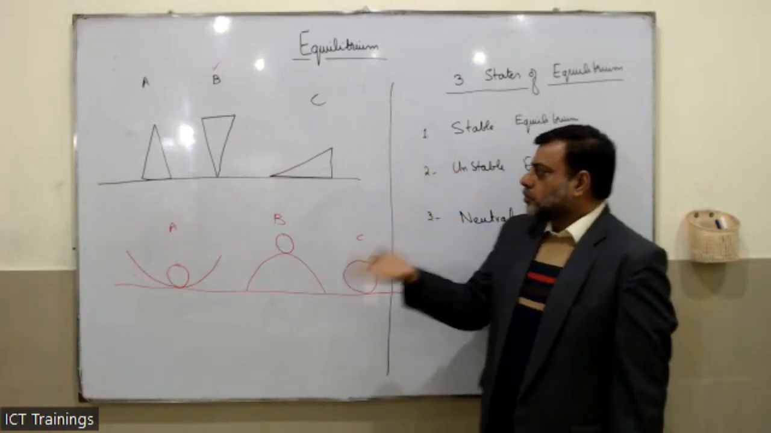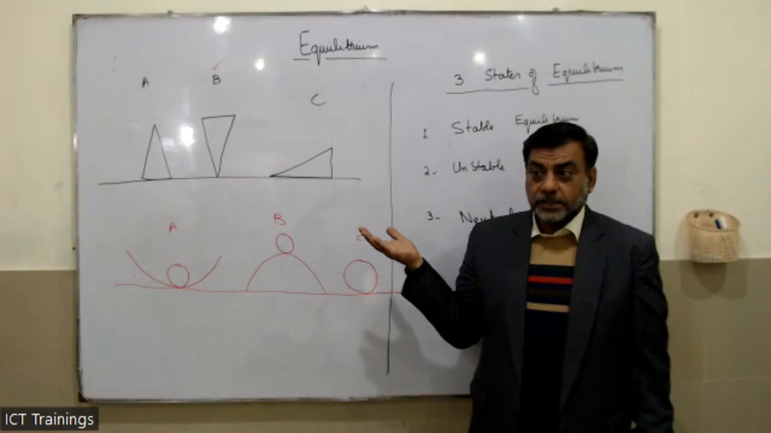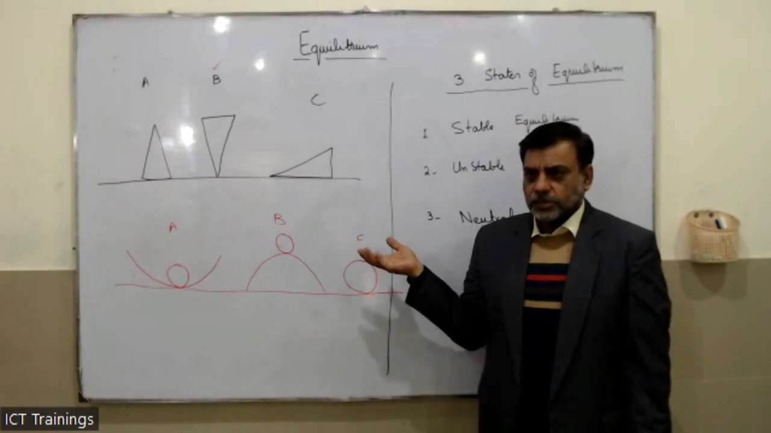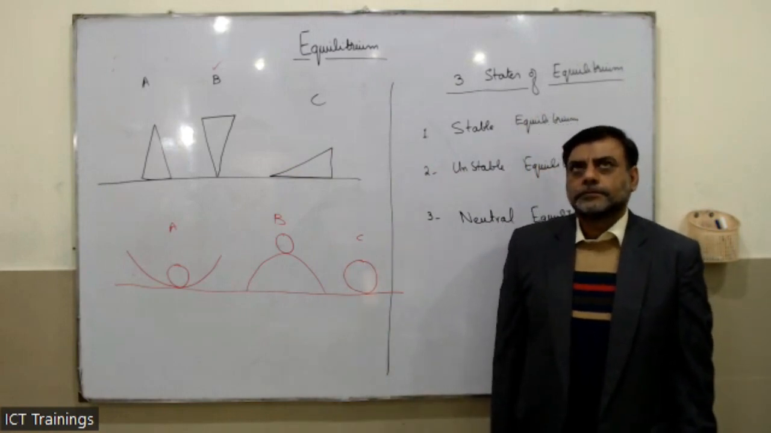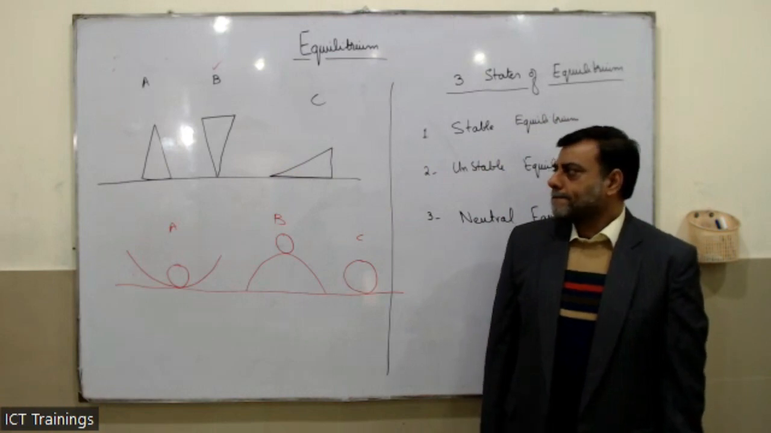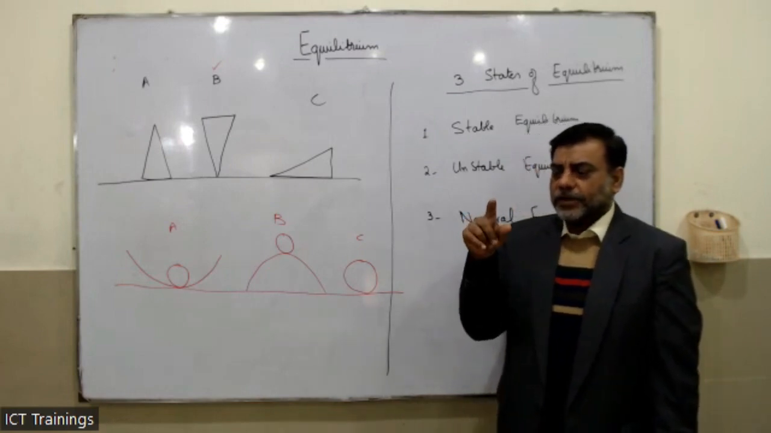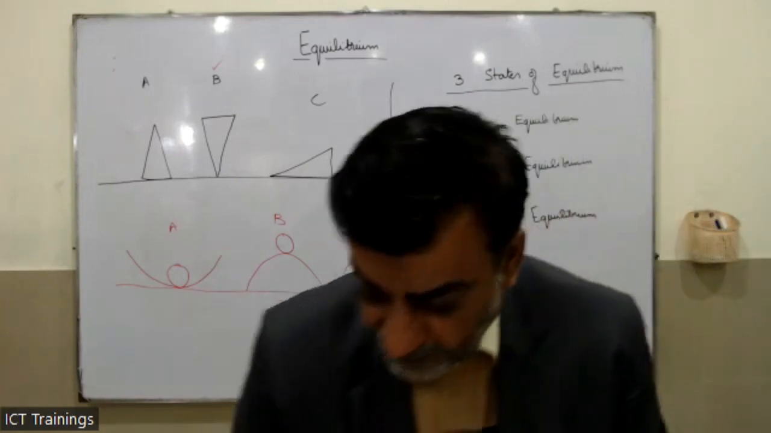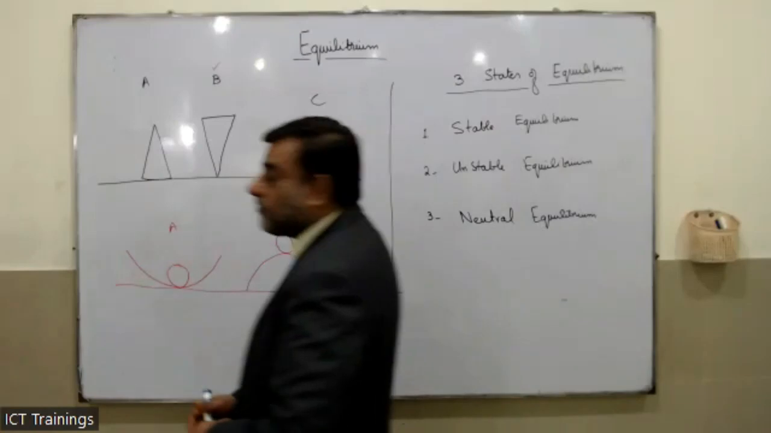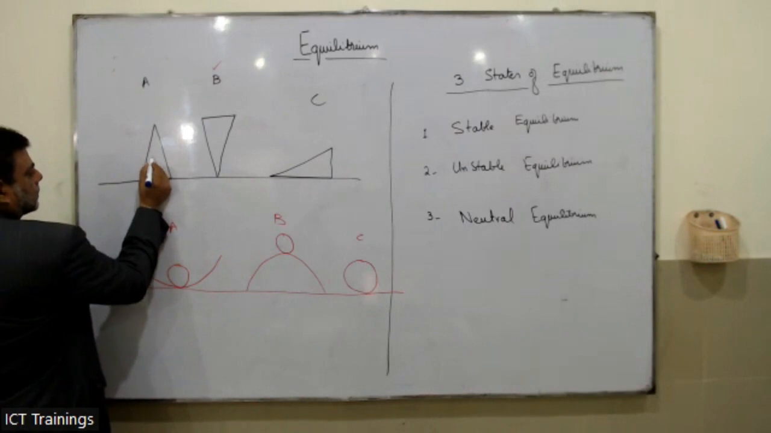All right. So, can you figure out which one of them is stable, which one of them is not stable, and which one of them is neutral? Hint. Now, I'm just giving you a hint. When you have to consider stable, unstable, and neutral, consider the center of gravity, center of mass of the object. This is the center of the mass. Center of gravity, CG, or center of the mass.